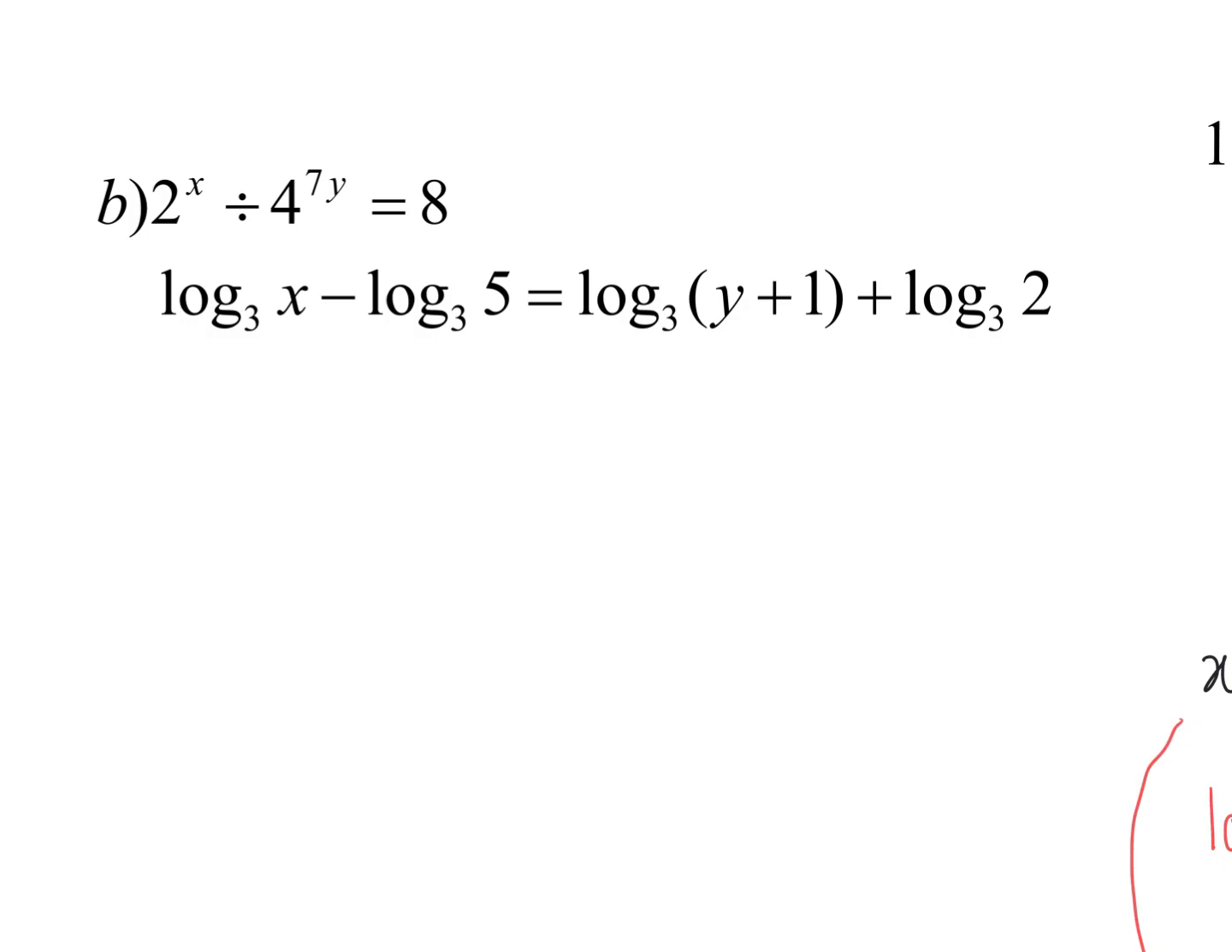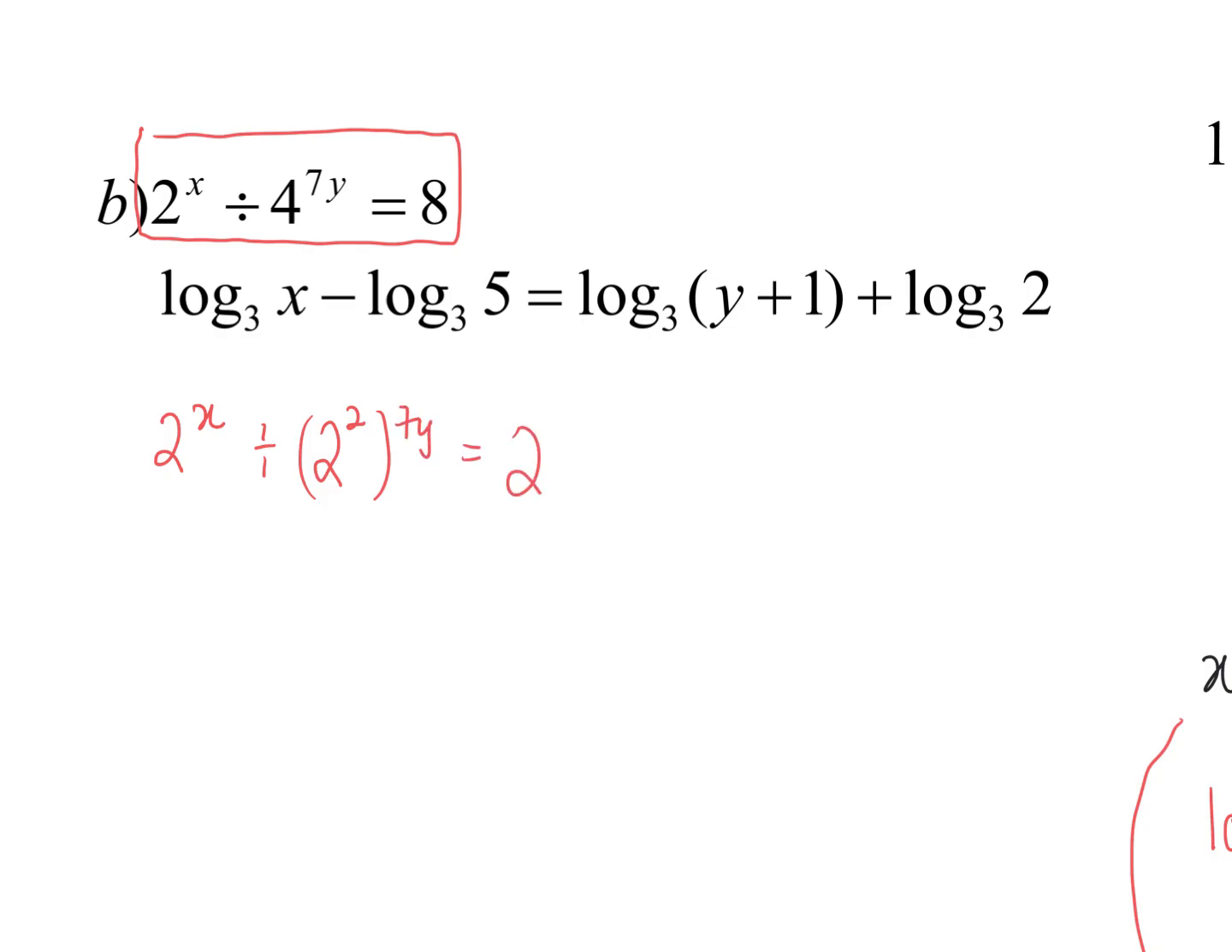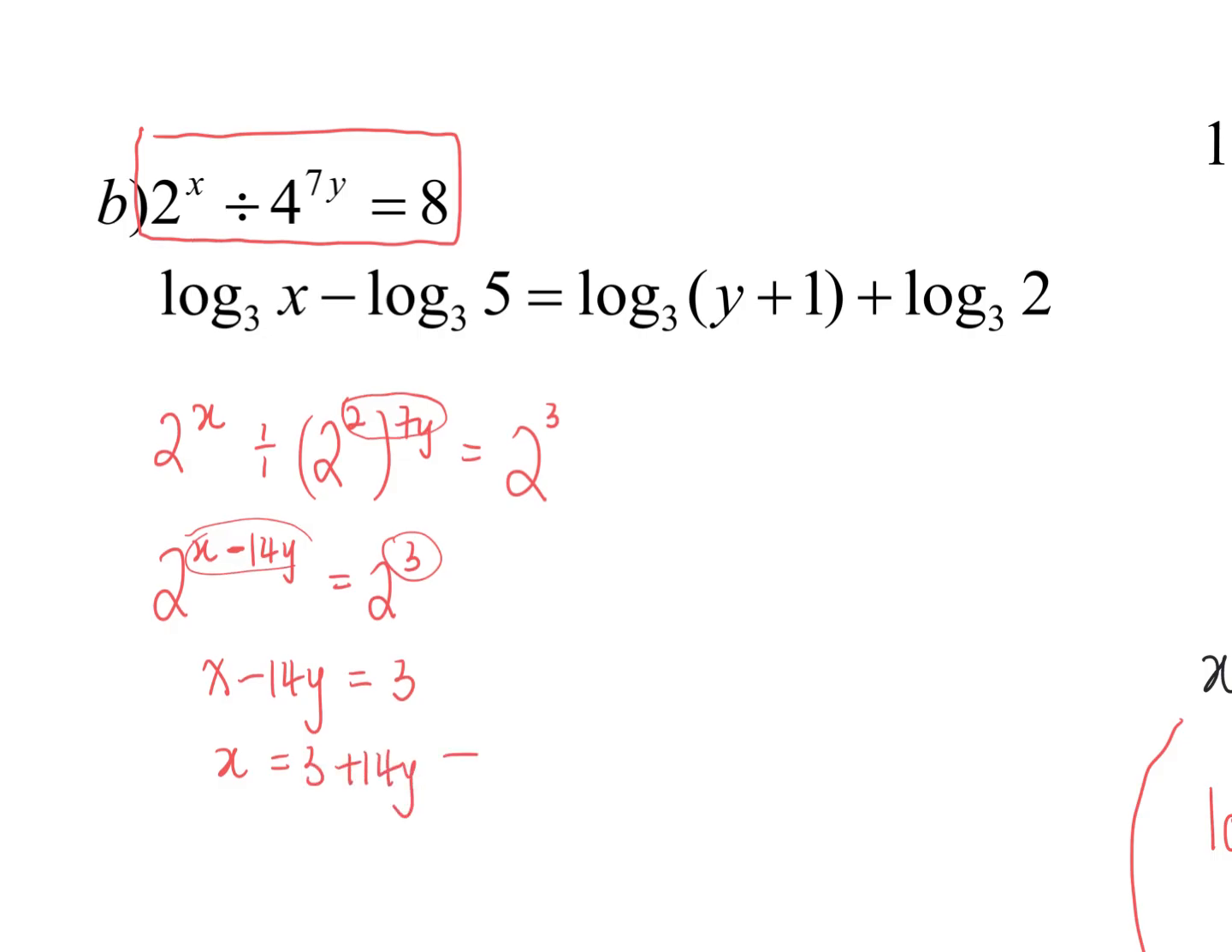So after 14, let's look at part B, 14B. If you want to form simultaneous equations for this, it is just normal indices. So 2 to the power of x over 2 to the power of 2 with the 7y is 2 cube. Indices says that if it's division, you can subtract the power, so minus 14y. Knowing that both sides have the same base, you can drop the base and just compare the power. So this is your first equation, equation 1.